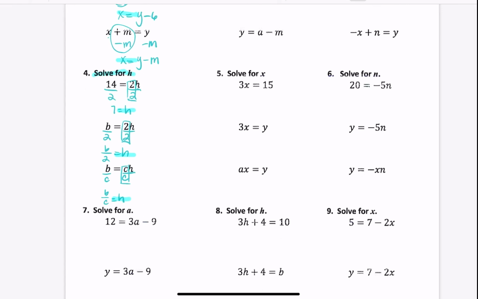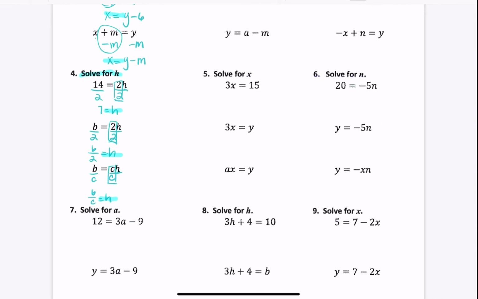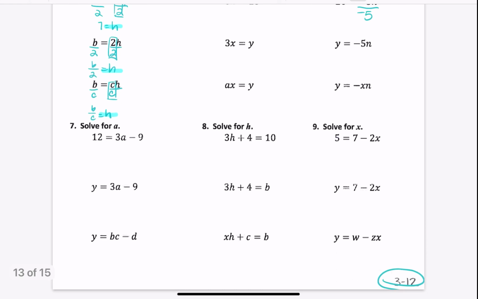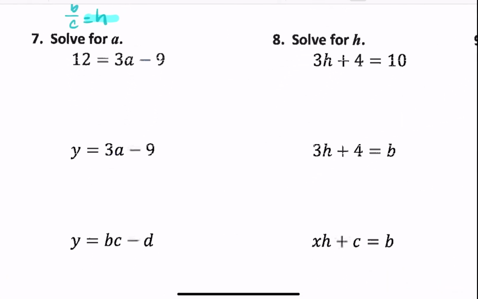So the next set, 5 and 6 are similar. You're going to do those. I will say, please be careful when you get to number 6 that you are dividing both sides by the negative, right? Don't just say 5, say negative 5. So be careful with that. And then number 7 we're going to do together. So number 7, they want me to solve for a.